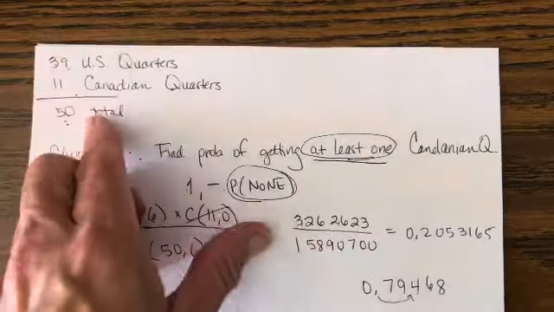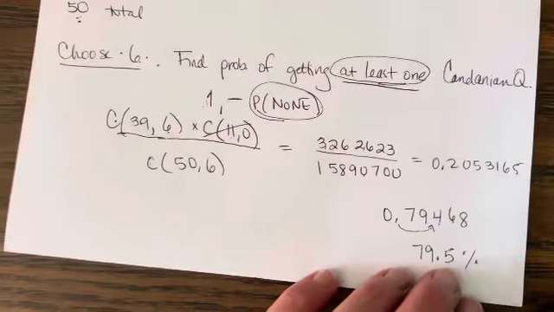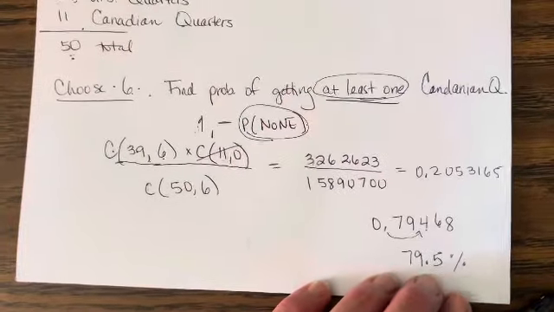I mean, you're gonna draw out 6. Your odds should be pretty good of getting at least 1 quarter that's a Canadian. There you go.